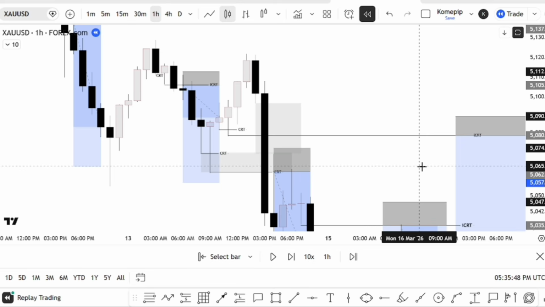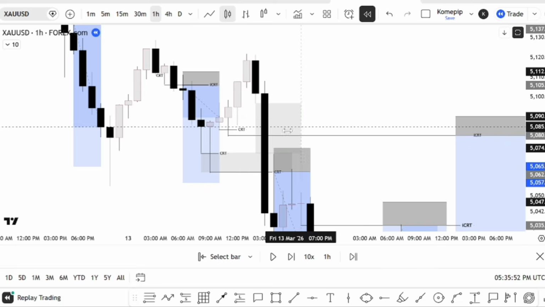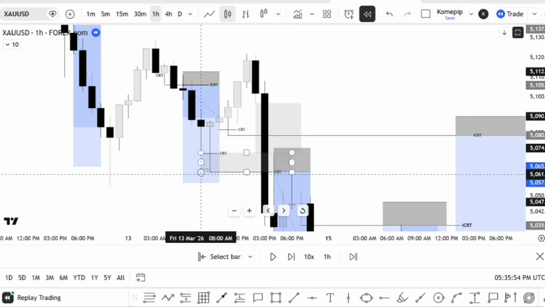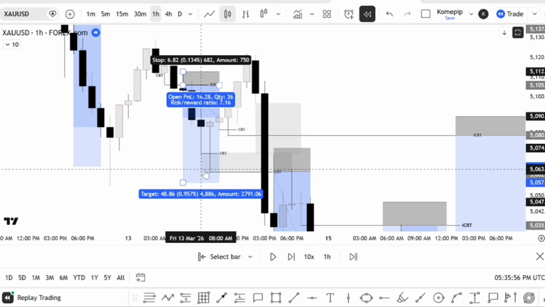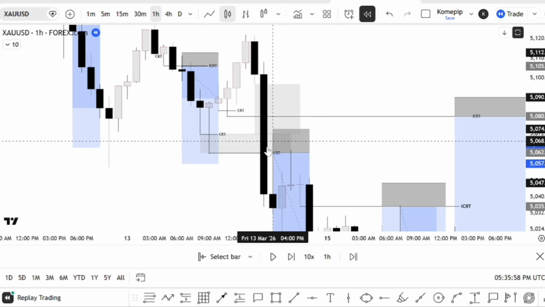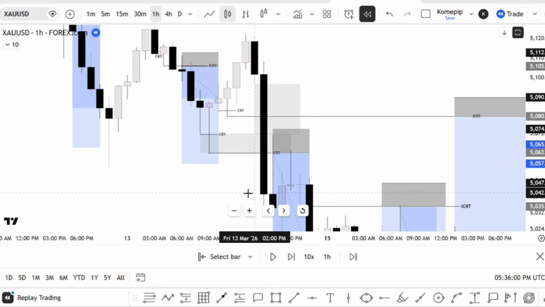The most important thing is to understand the ideology behind the market. Okay, so now that we've understood that, what do we see? We see CRT, iCRT, and what happened? Price comes, taps it in, and pushes away.